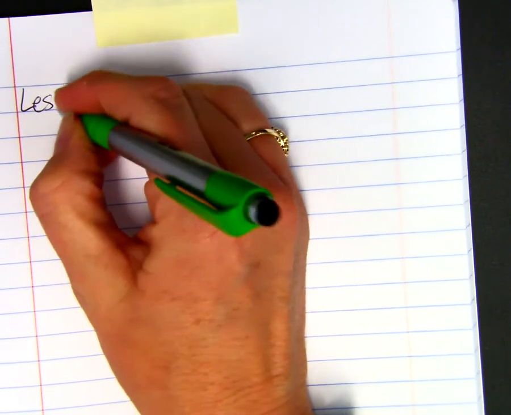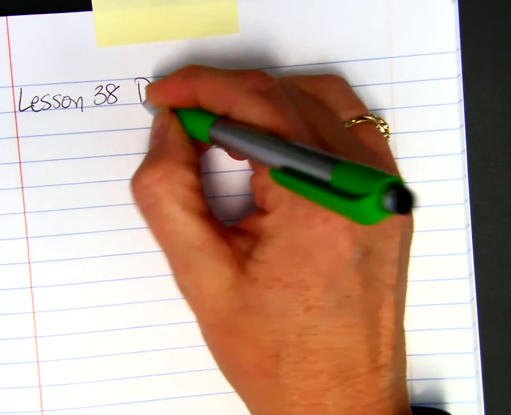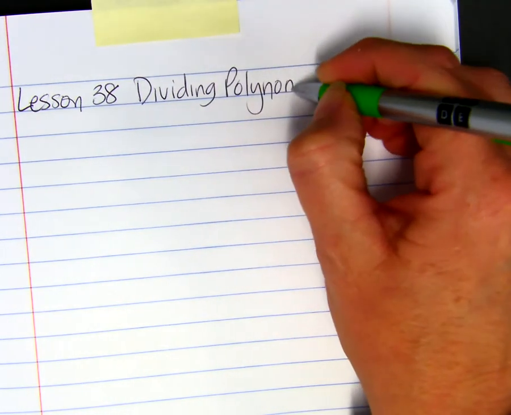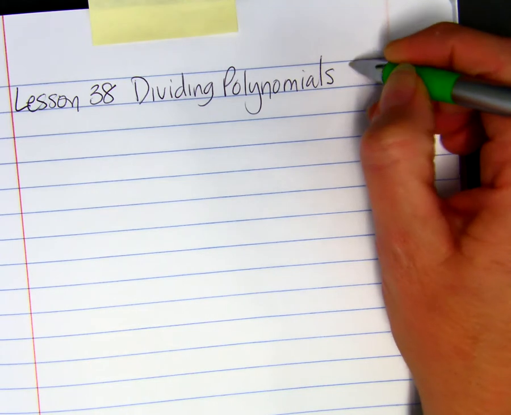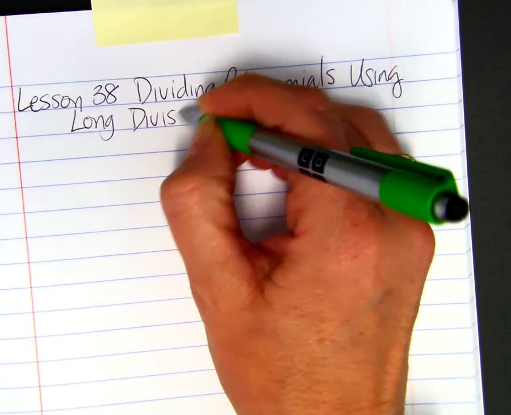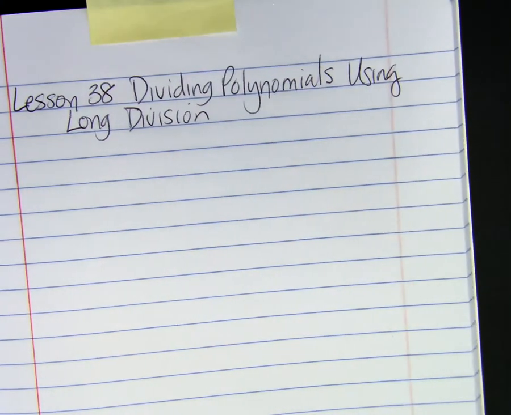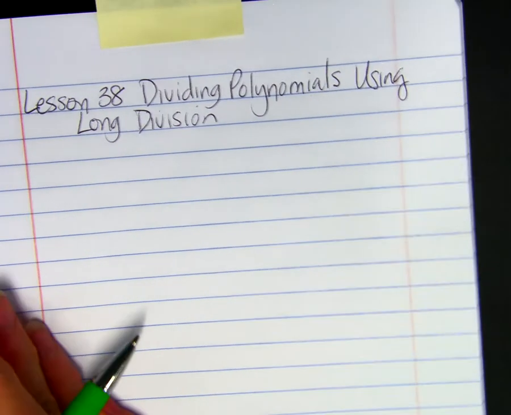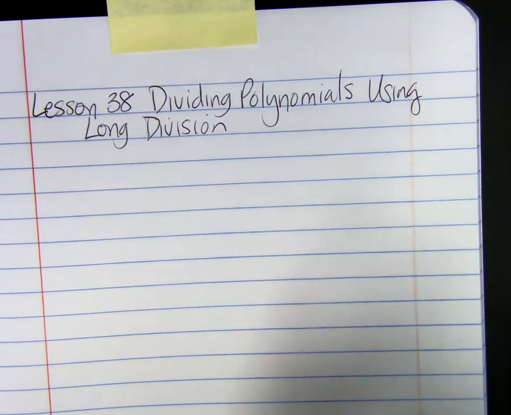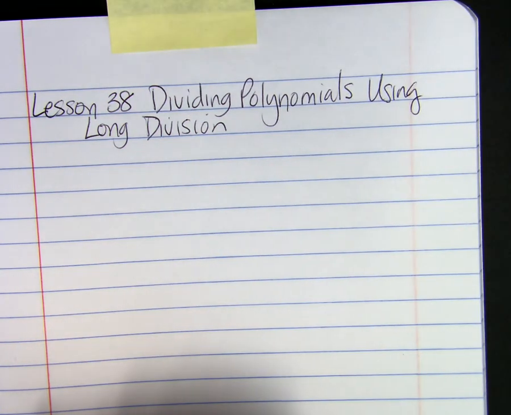Lesson 38, dividing polynomials using long division. I'm going to teach this using examples. The first example is dividing a polynomial by a monomial.